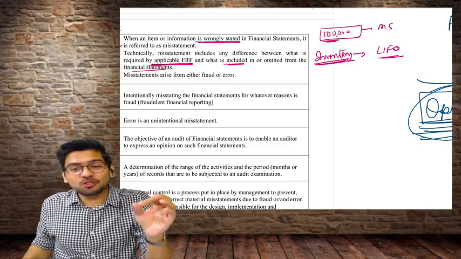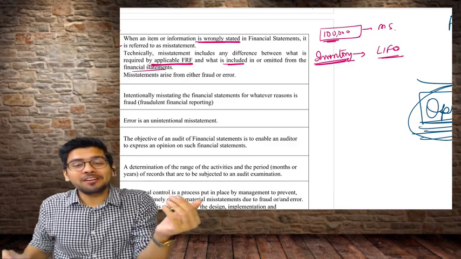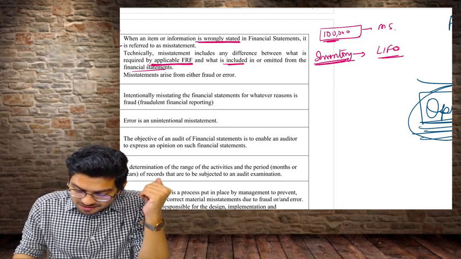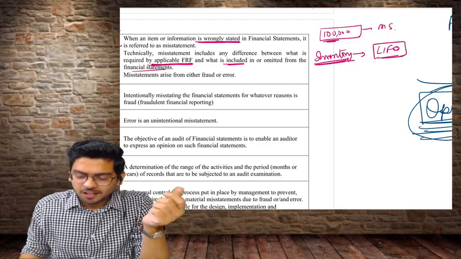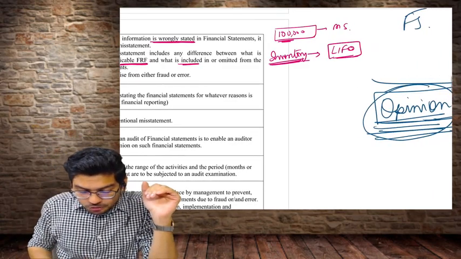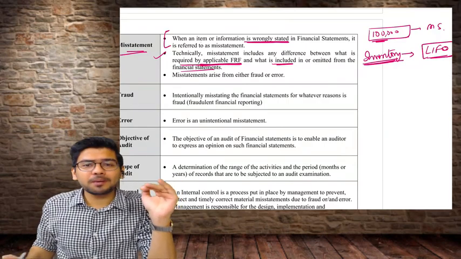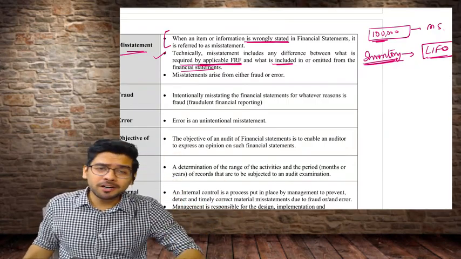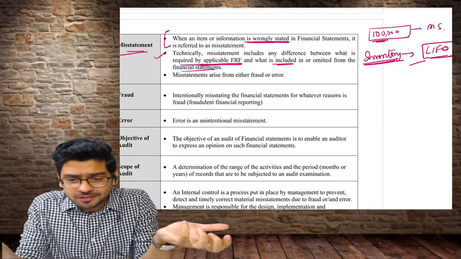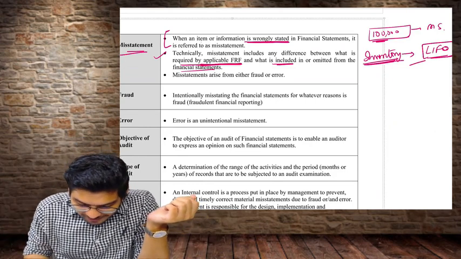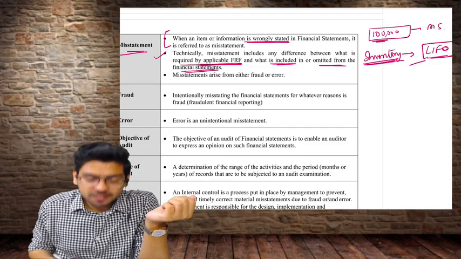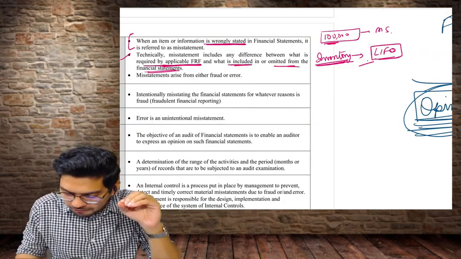So that AS 2 says that inventory can be valued only on the basis of FIFO and, let's say, weighted average method. But this company, the entity under audit, has valued inventory using LIFO method. So this would amount to misstatement. Why? Let's read the definition again. Misstatement includes any difference between what is required by applicable FRF. AS 2 says that we have to value our inventory as per FIFO or weighted average, but we have followed LIFO, so this would amount to misstatement. Any difference between what is required by FRF and what is included or omitted from the financial statement. So we have included inventory, but we have valued it differently.